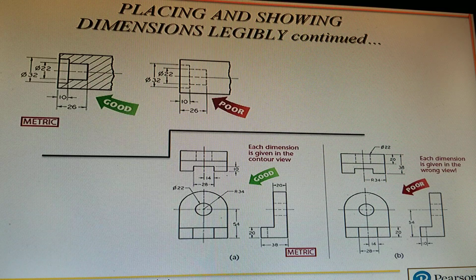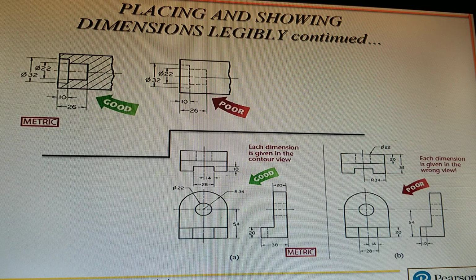Down below in the middle, you have a 3-view drawing. It says good, so everything looks like it's supposed to. They followed the rules, okay? But on the right there in B, they didn't follow the rules, and everything is not where it's supposed to be. One of the things you want to do when you're dimensioning is dimension a feature.